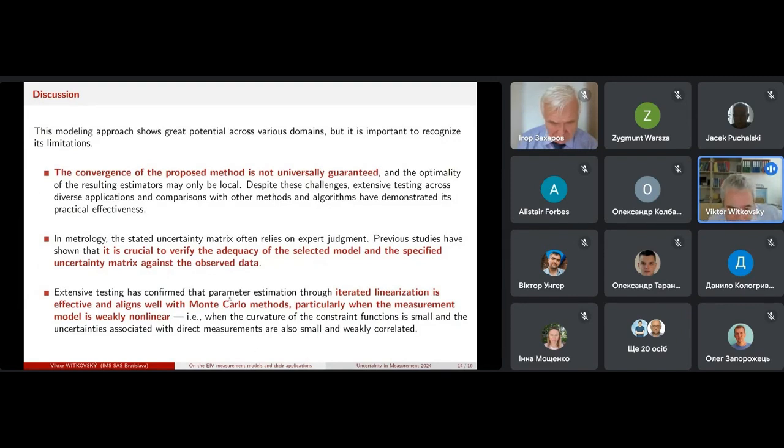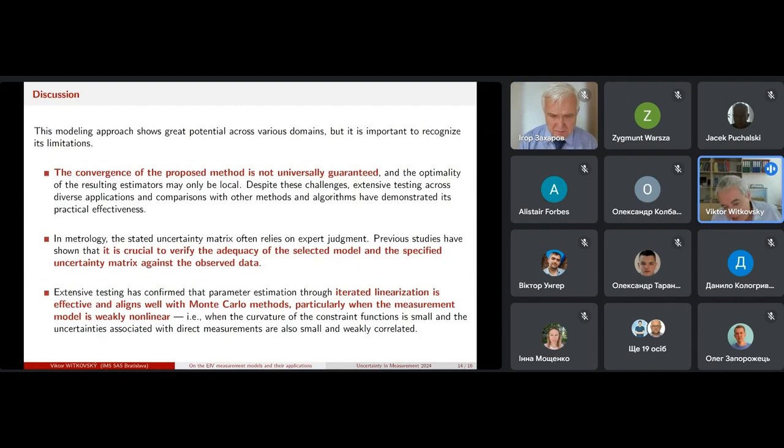Extensive testing has confirmed that parameter estimation through iteration is effective and aligns well with Monte Carlo methods, which are known from supplement 1 and supplement 2 of GUM, and particularly when the measurement model is, we are saying from a mathematical point of view, weakly nonlinear. What does it mean? Weakly nonlinear models are such models when the curvature of the constraint function is relatively small and the uncertainties associated with the direct measurements are also relatively small and weakly correlated.